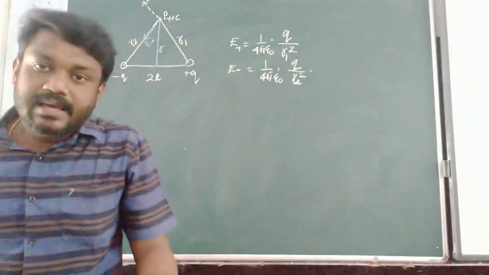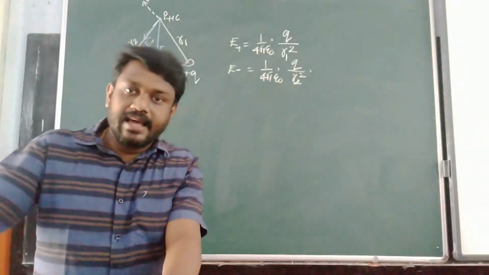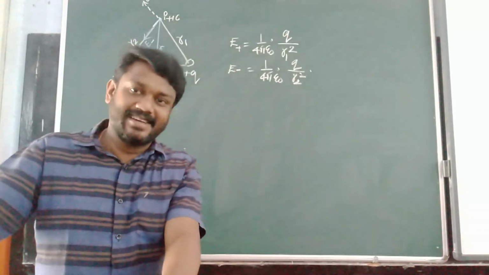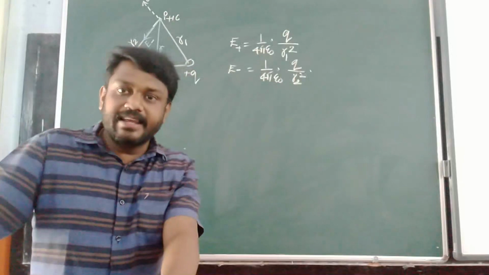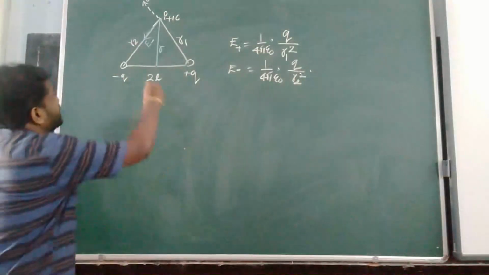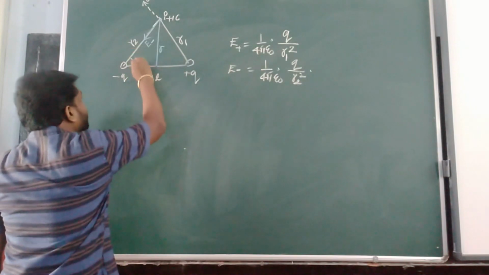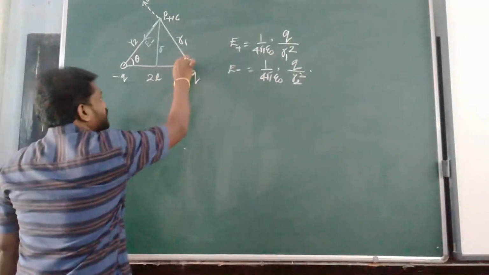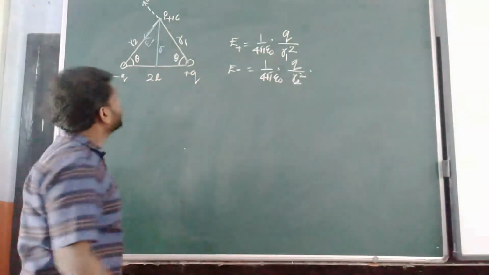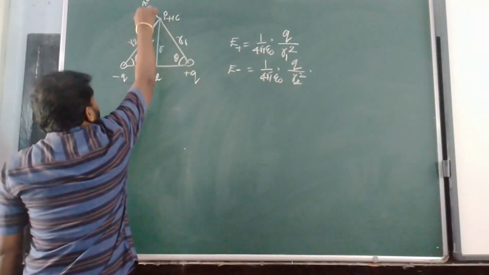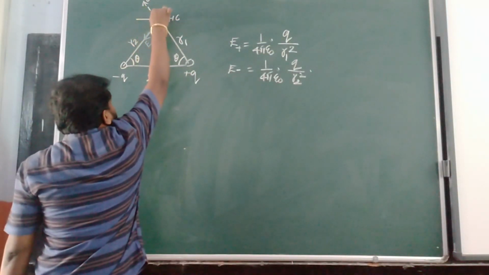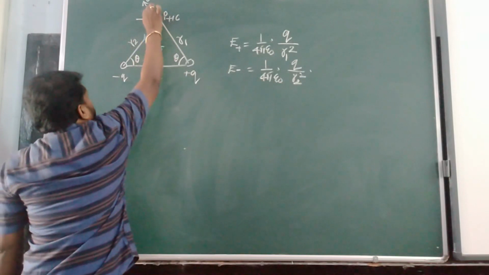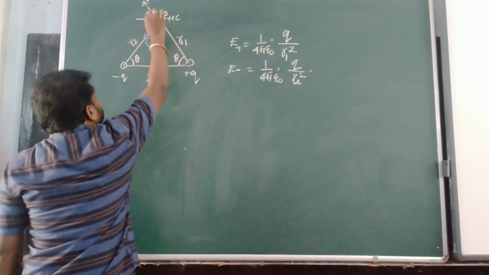But the problem is E plus and E minus are vector quantities, and when you are adding these two, you have to consider magnitude as well as their directions. So, how can you add E plus and E minus? Suppose this angle is theta. Obviously, this angle will also be theta. When you draw a line parallel to the axis of the dipole, this angle will be theta, and this angle also will be theta.